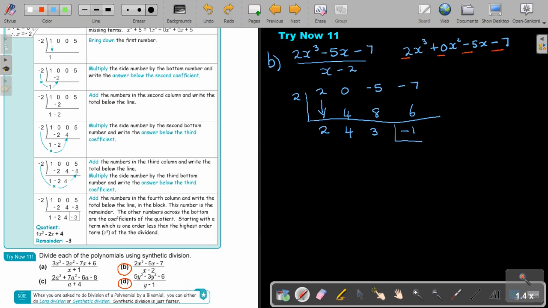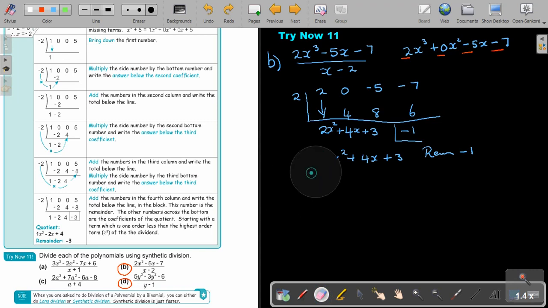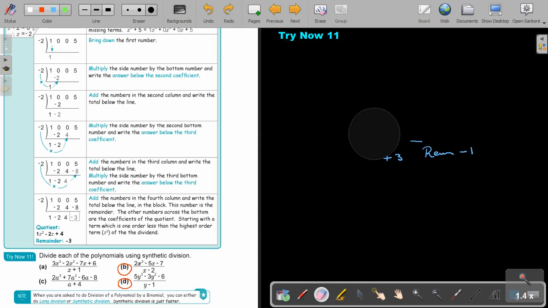So this is x cubed, so this will be x squared. It's not nice writing. The x squared is positive, and this is going to be x, positive. So the quotient is 2x squared plus 4x plus 3 with a remainder of negative 1. Okay, and the final one, it's going to be number 5, and I think I'm going to write it on top. I struggle less with the pen there.